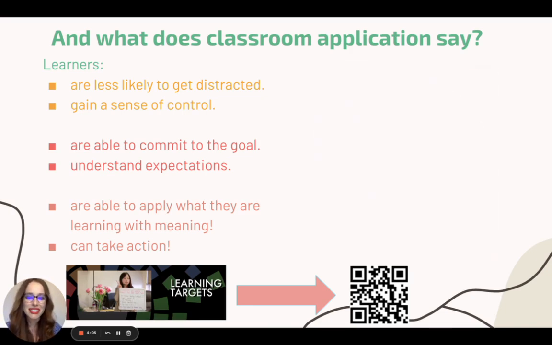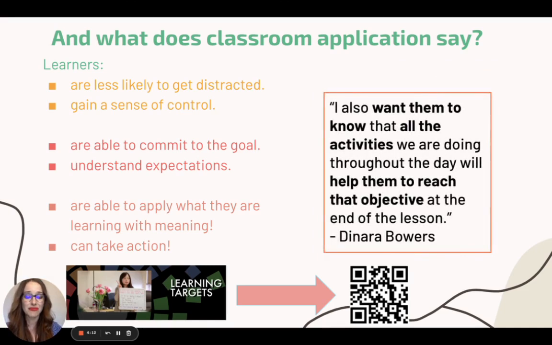Okay. Something else that the teachers in the video pointed out is that students are able to commit to the goal and they're able to understand expectations. So another teacher said, I also want them to know that all the activities we're doing throughout the day will help them to reach that objective at the end of the lesson. So again, we spent a lot of time carefully crafting these activities. We want them to know why we're doing them. They deserve to know that.